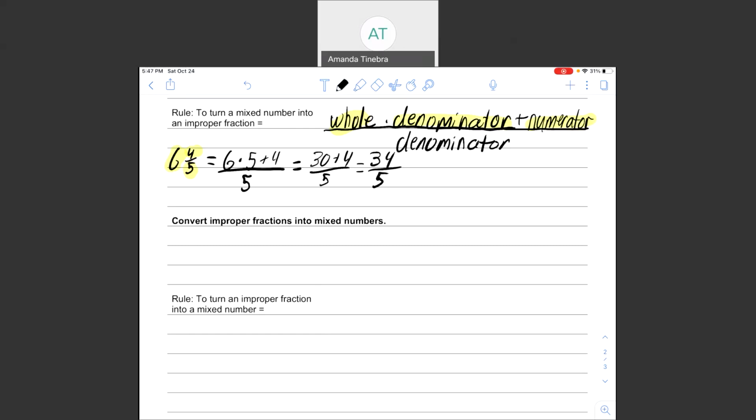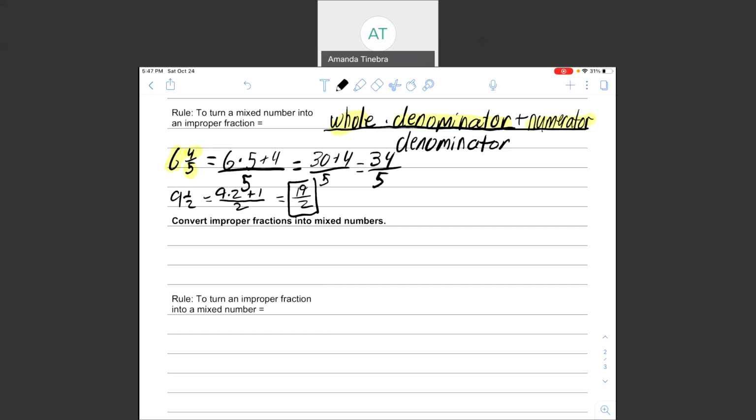Another example, let's say I had 9 and 1/2. Again, same process, the whole number times the denominator plus the numerator. So my whole number is 9 times the denominator is 2 plus the numerator 1. 9 times 2 plus 1. That goes on top. My denominator is still 2. 9 times 2 is 18 plus 1 is 19 over 2. And that is how we turn a mixed number into an improper fraction.